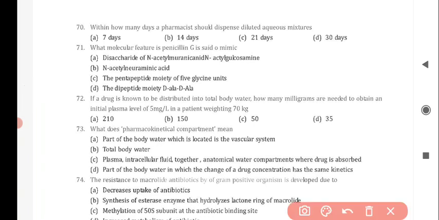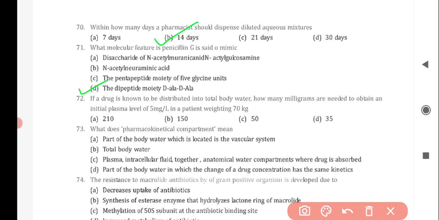Next question is, within how many days should a pharmacist dispense diluted aqueous mixtures? And the correct answer is option B, 14 days. Next question is, what molecular feature in penicillin G is said to be mimicked? And the correct answer is option D, that is the dipeptide moiety D-Ala-D-Ala.